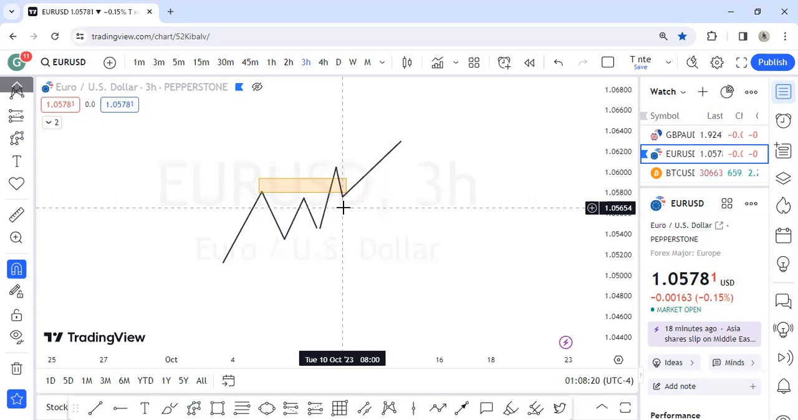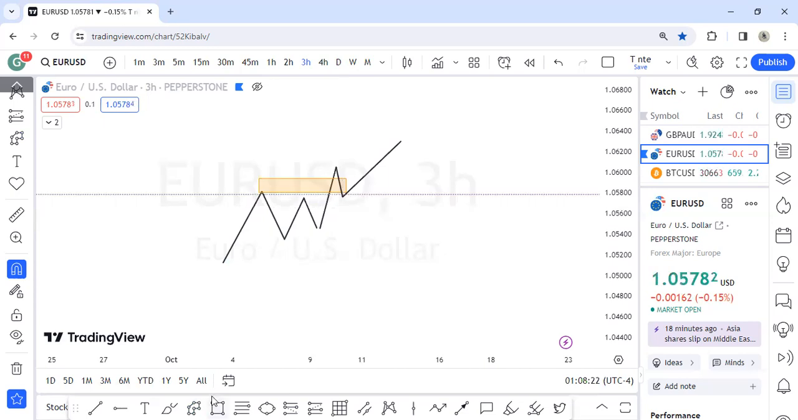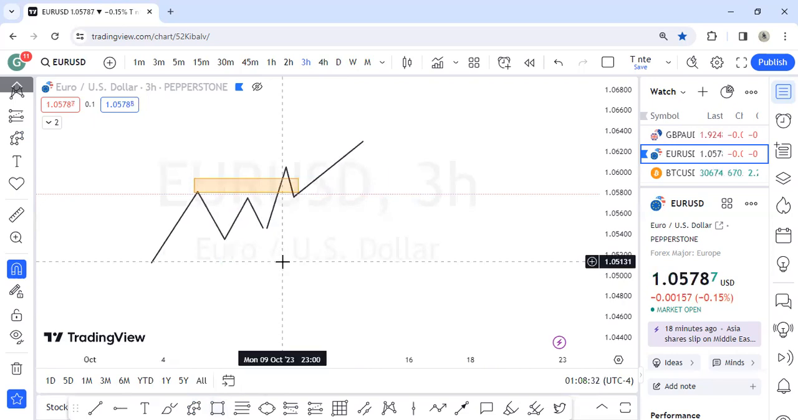So there's something that we call breaker blocks. This is an ICT concept and something I've used over the years that's been very worth it. So in this teaching, let's talk about the ICT breaker blocks: what breaker blocks are, how to identify them, and live examples of breaker blocks.